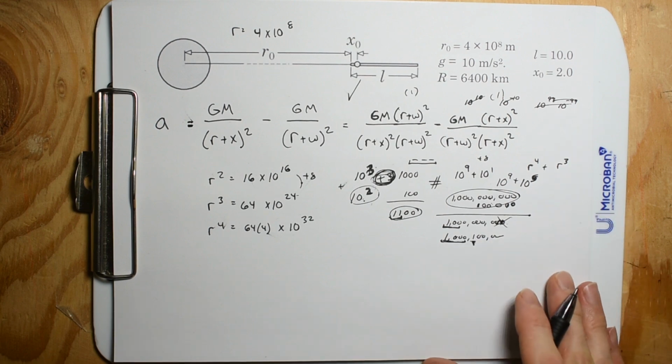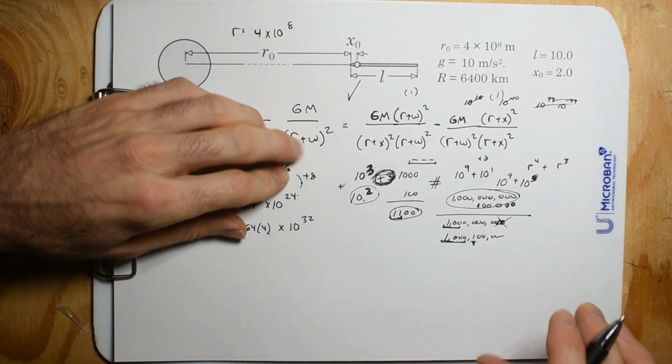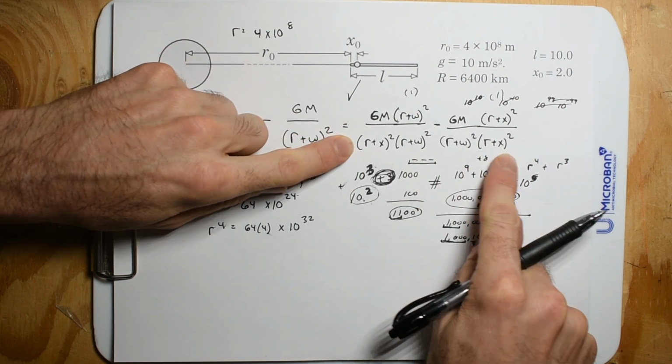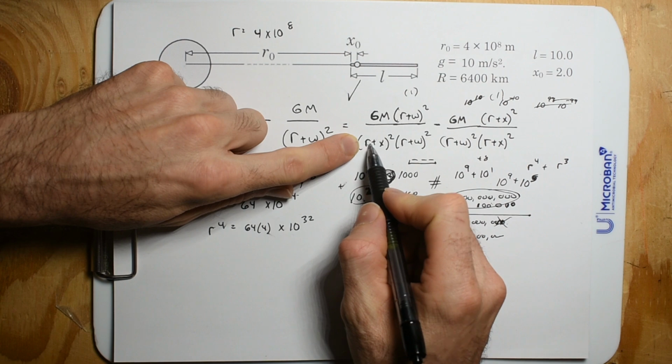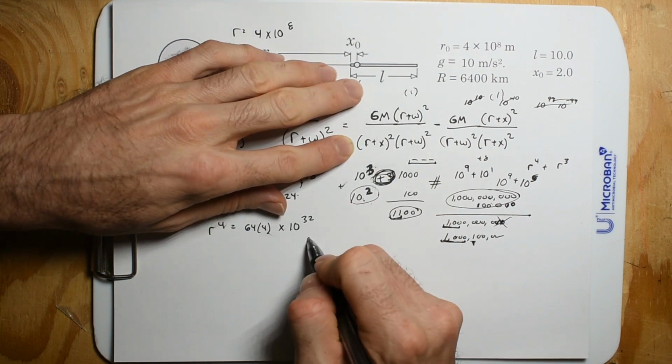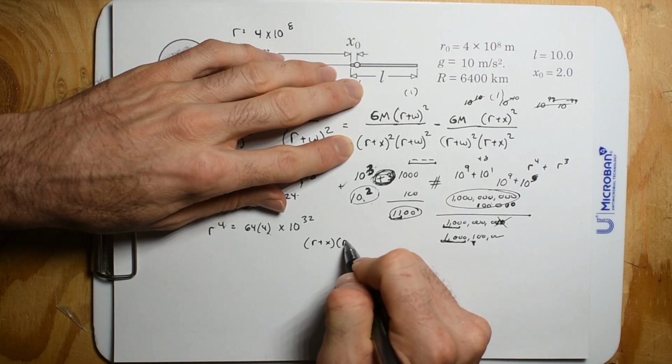Alright, so I think we understand that process. But what I'm going to do is go through this whole thing. So we're going to first do r plus x squared. Now, you can write it out and FOIL it.